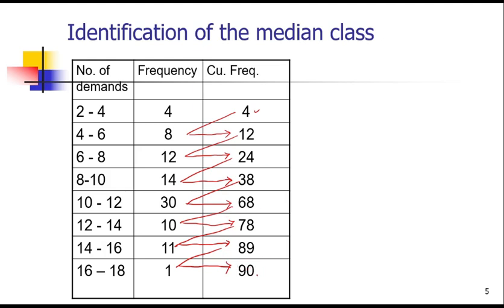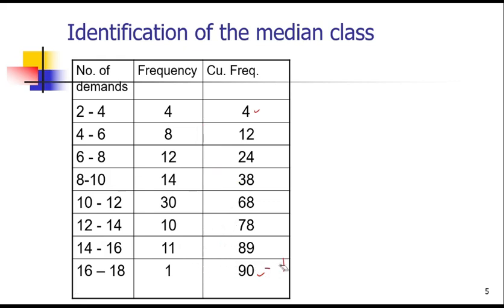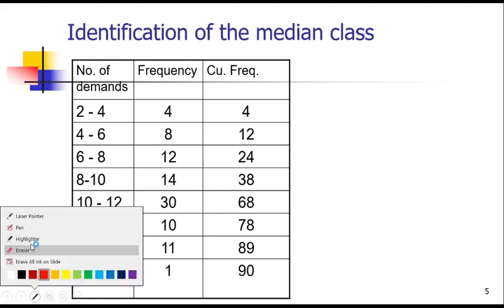In case it is not equal to capital N, then you have to understand that you have committed some mistake when computing the cumulative frequencies. Anyway, I think the cumulative frequency computation is over. Let me erase these marks so that it looks tidy. Okay, let us assume that we have computed the cumulative frequencies and we have got the third column of the table.